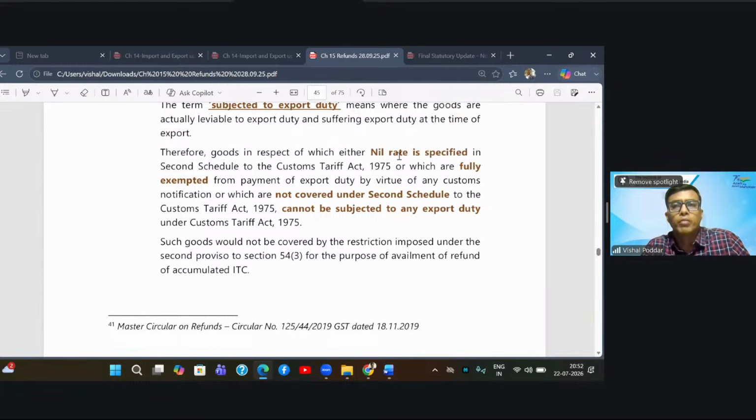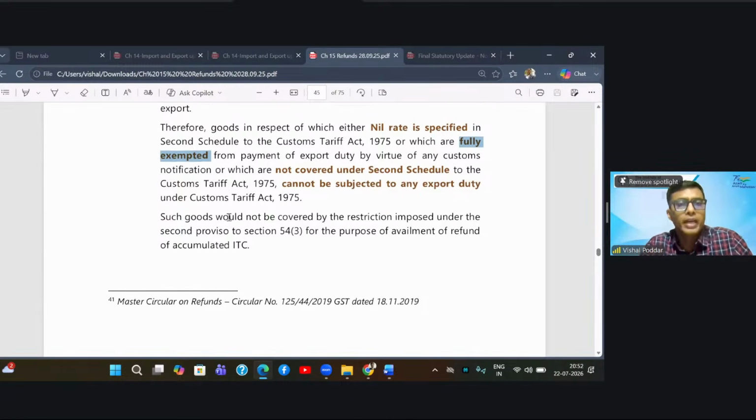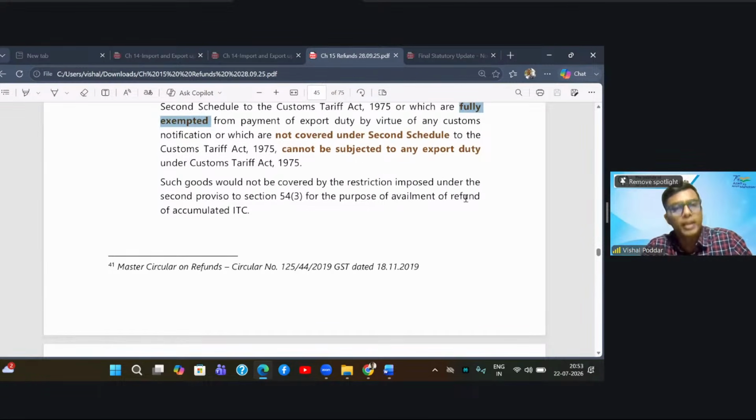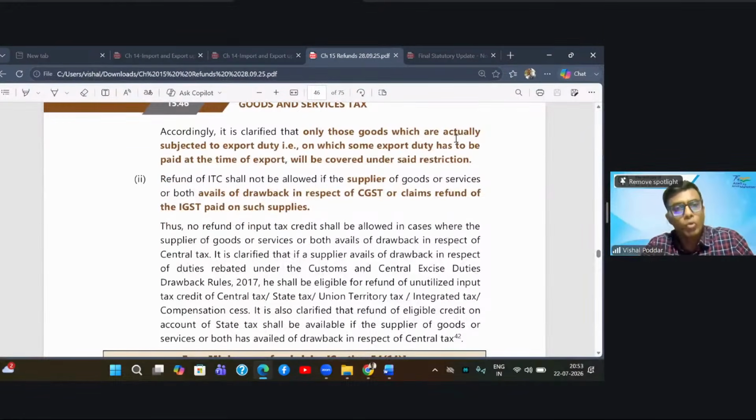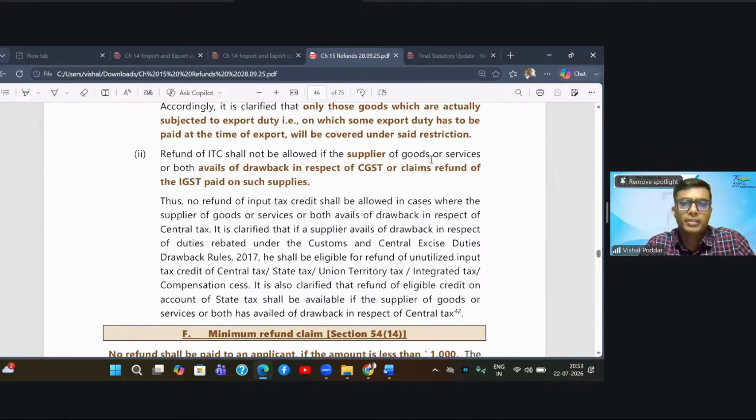Now in such cases, where either the rate given in the export schedule is nil or the rate is fully exempted, whether in such cases also it will be said that your goods are leviable to export duty and hence you will not get the refund. So for this, the clarification is given that such goods would not be covered by the restriction imposed in the second proviso, and hence they will be entitled to get the refund of accumulated ITC. Only those goods where actually you are paying some export duty, only for those goods there will be restriction and you will not get the ITC accumulated as refund.